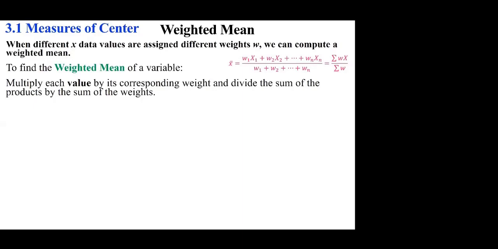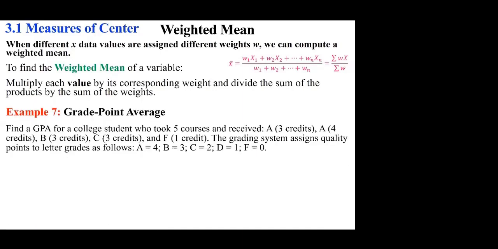Think about this concept of a GPA that is discussed. First, let me just put up this example. We want to find the GPA for a college student who took 5 courses and received an A. That's a 3 credit or 3-unit course. Another A, it's a 4-unit course. A B, a 3-unit course, so on and so forth.